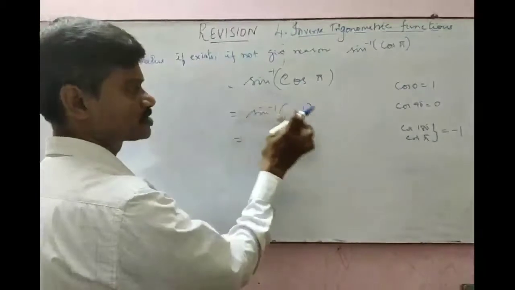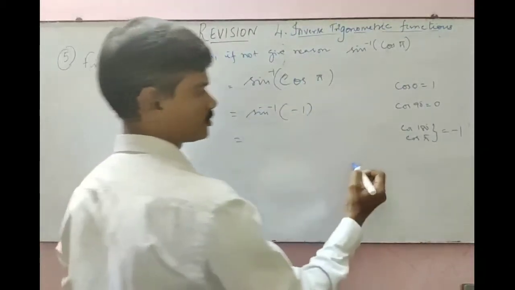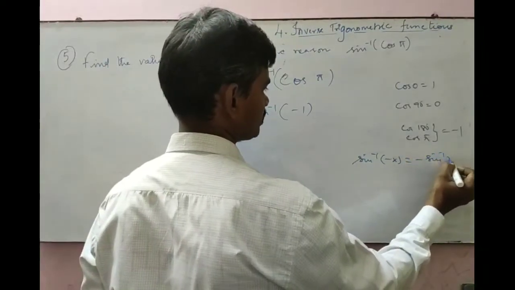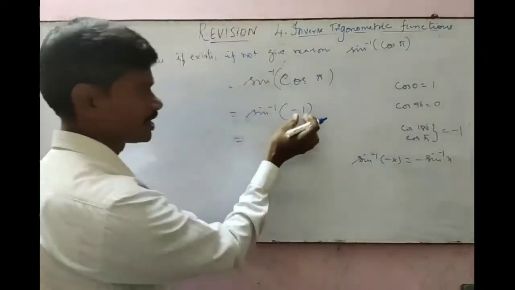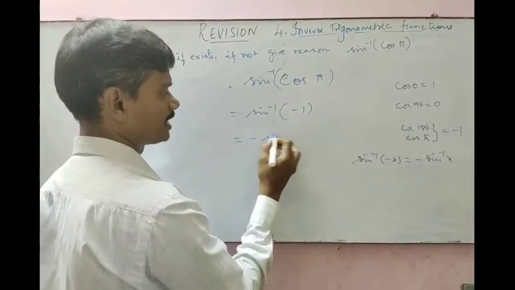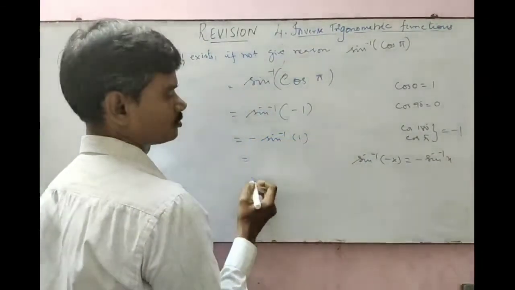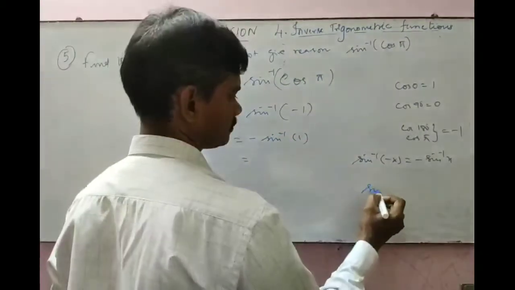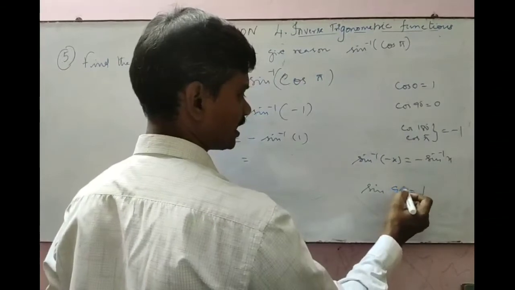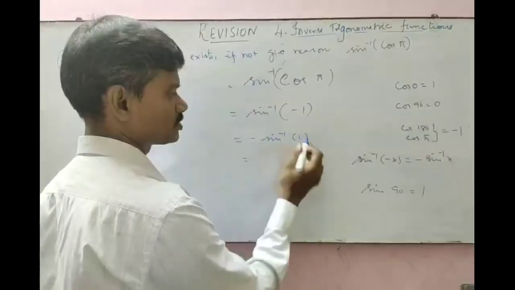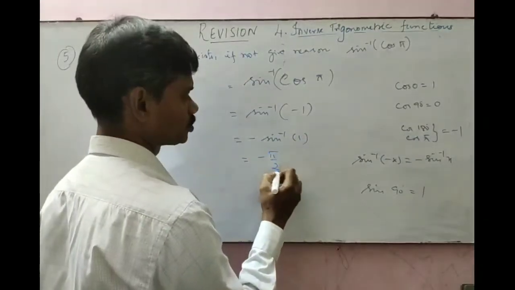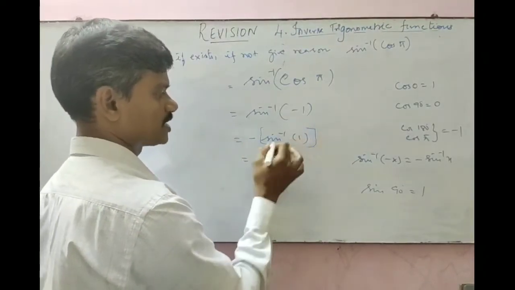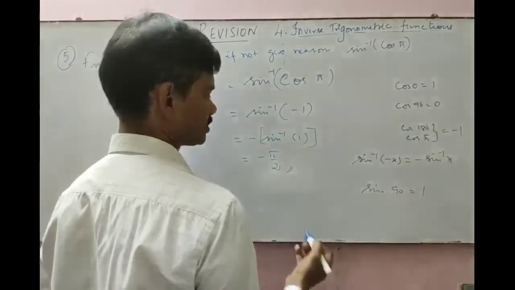We will get sin inverse of minus 1. Sin inverse of minus x is equal to minus sin inverse of x. So this minus sign comes out as minus sin inverse of 1. For which value is sin theta equal to 1? Sin 90 is 1. So the sin inverse of 1 is pi by 2. You will get the answer as minus pi by 2. The value of sin inverse of minus 1 is minus pi by 2.